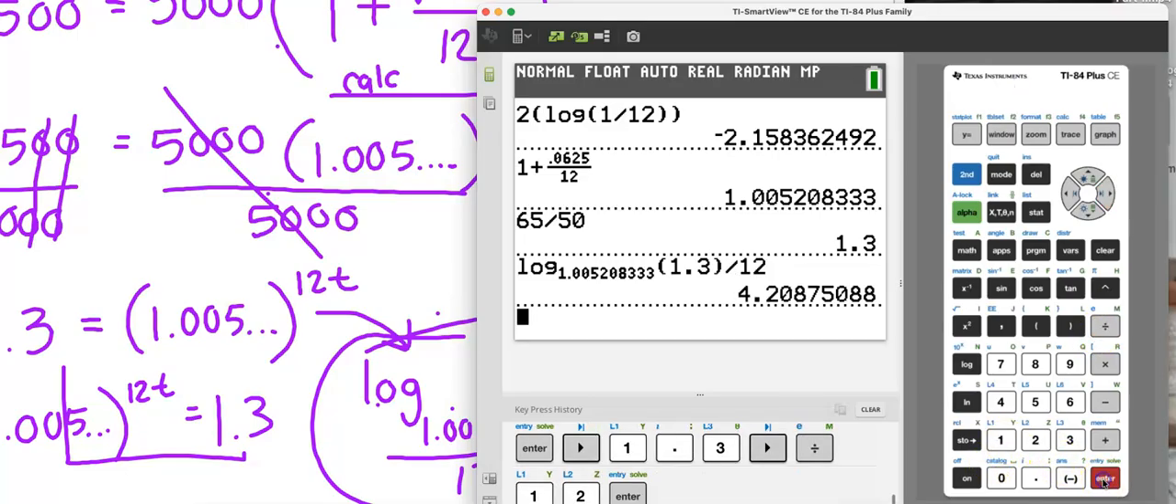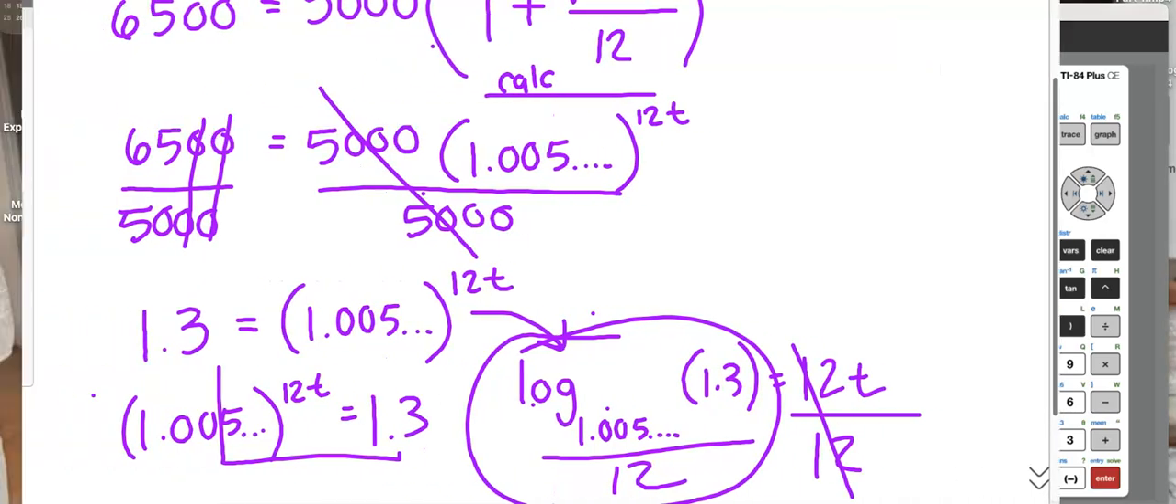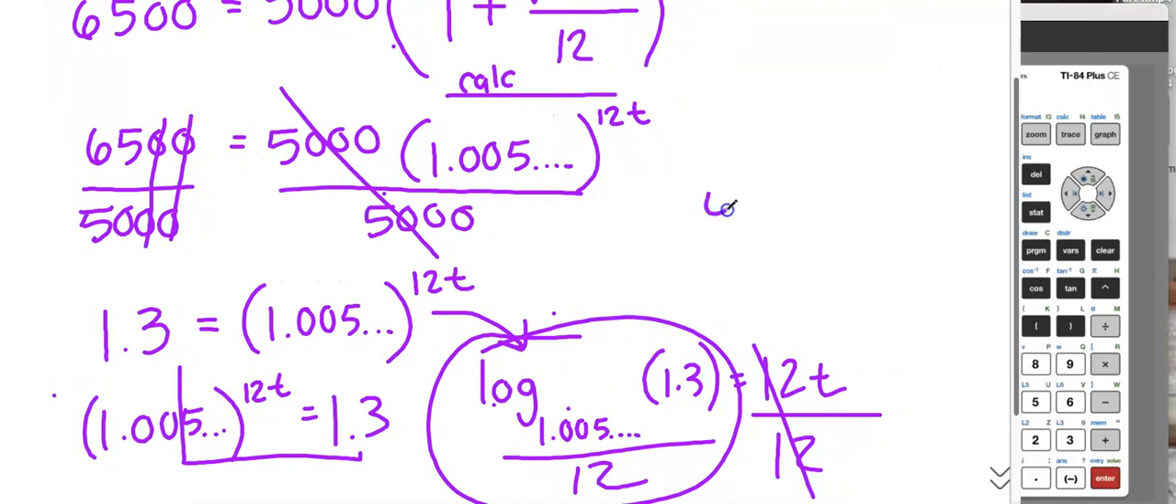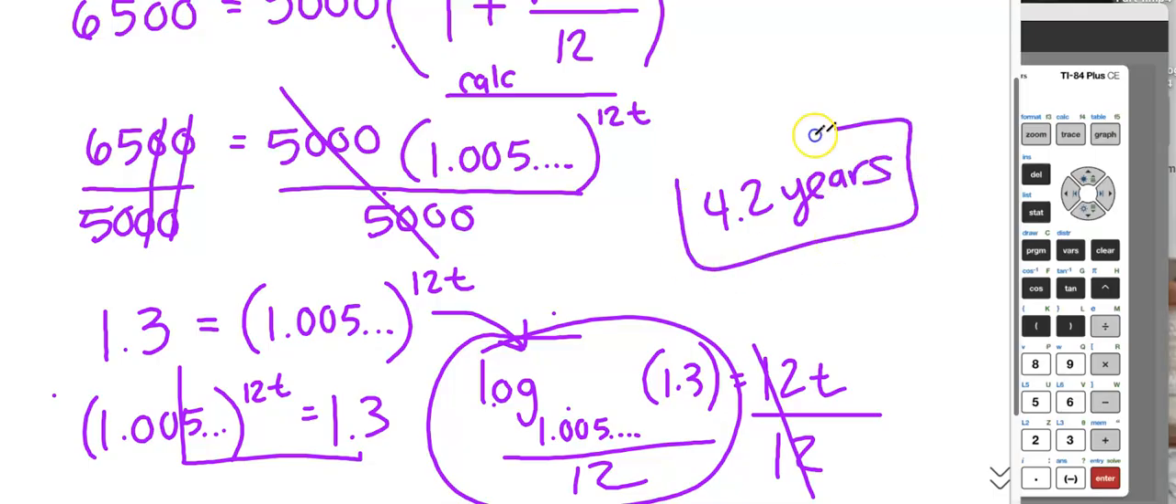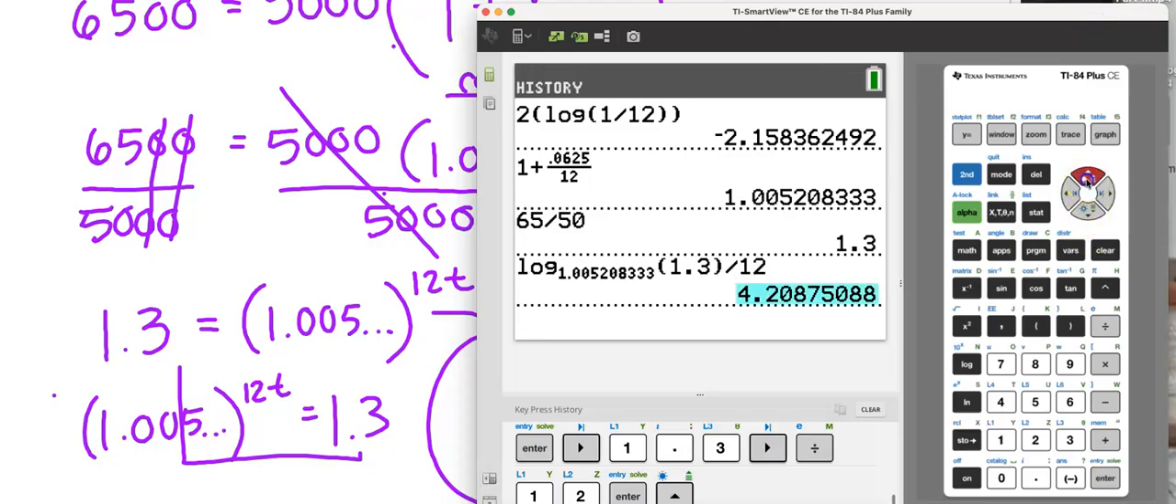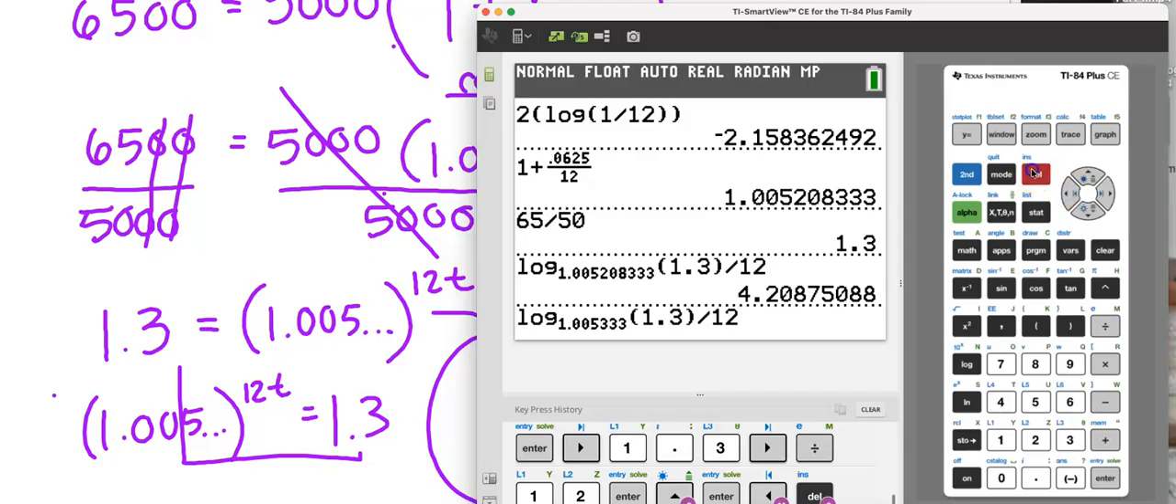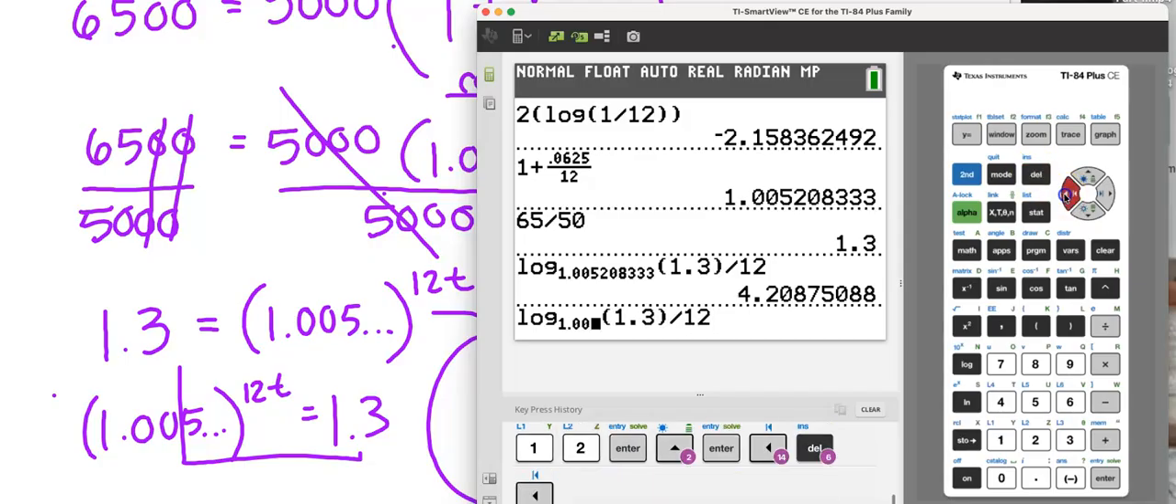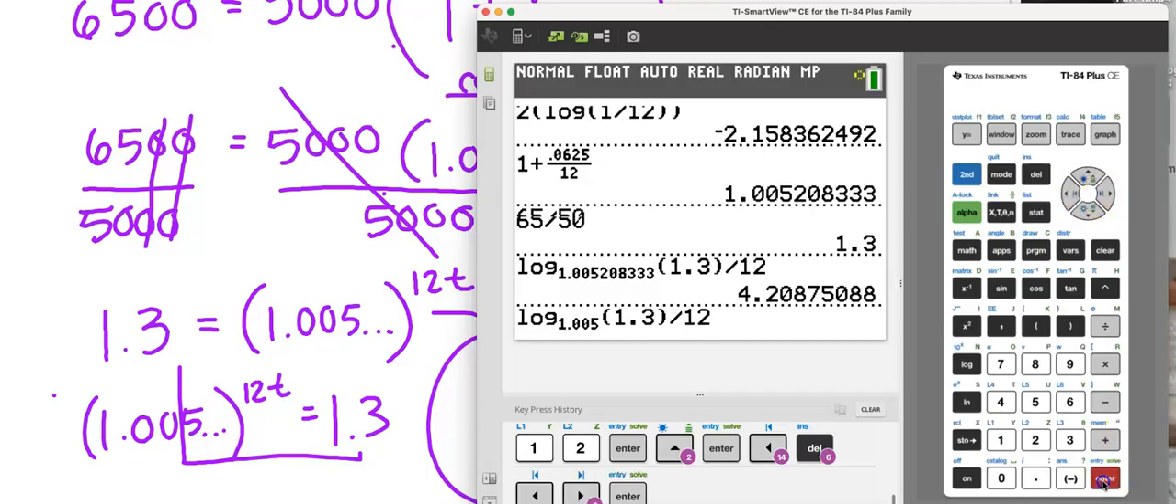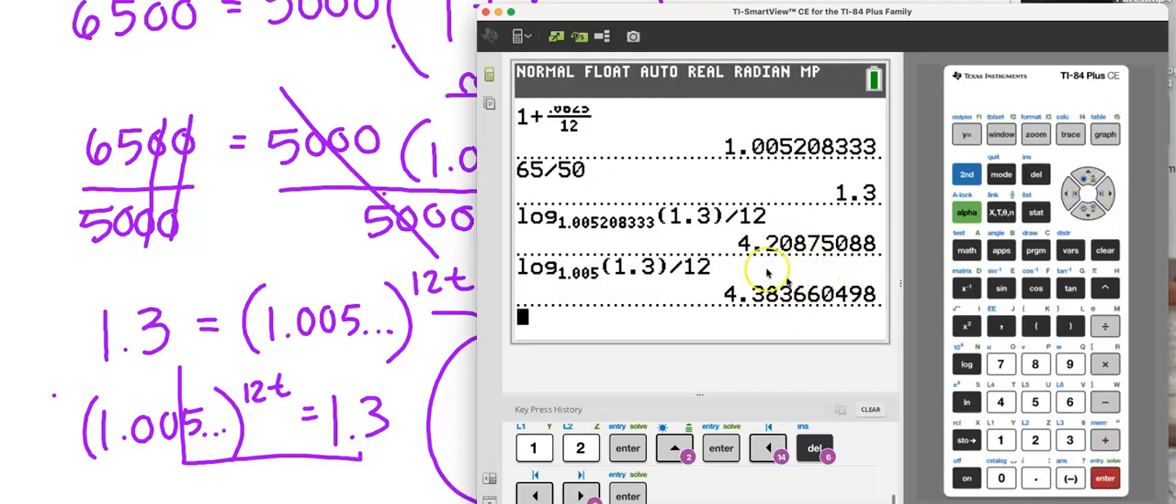Okay? So that is our answer. So it's going to roughly take about 4.2 years to earn that money. So 4.2 years. Let me kind of show you the errors you could get. For example, if I delete all these numbers and I had just used that number, see how off it is?